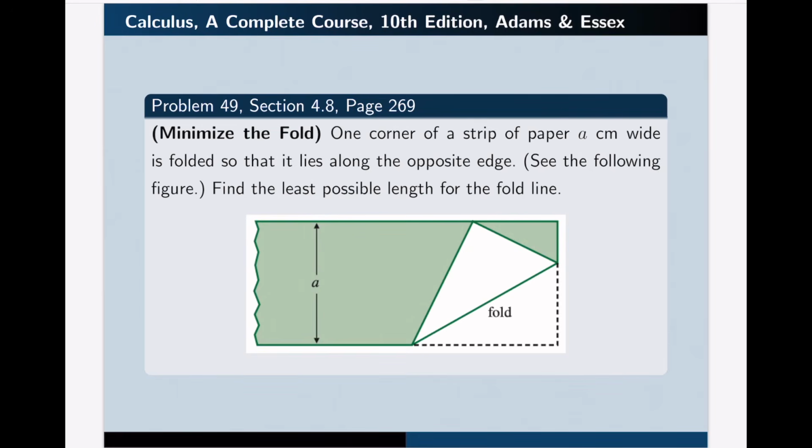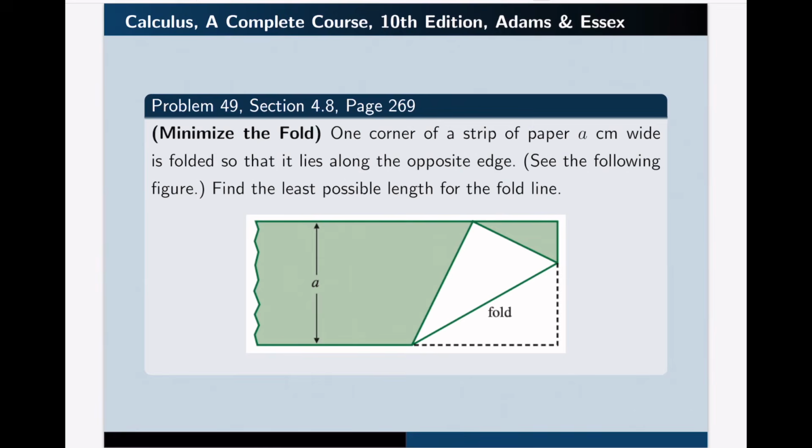Hello, in this video I'm going to solve the following problem for you. This is a problem in optimization and the title is Minimize the Fold. Let us read the problem together first. One corner of a strip of paper 8 centimeters wide is folded so that it lies along the opposite edge. See the following figure. Find the least possible length for the fold line.